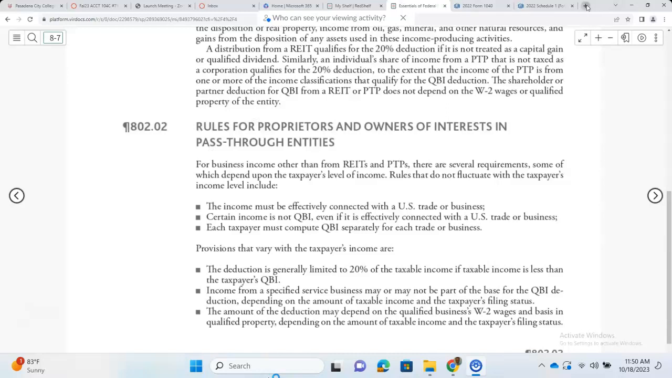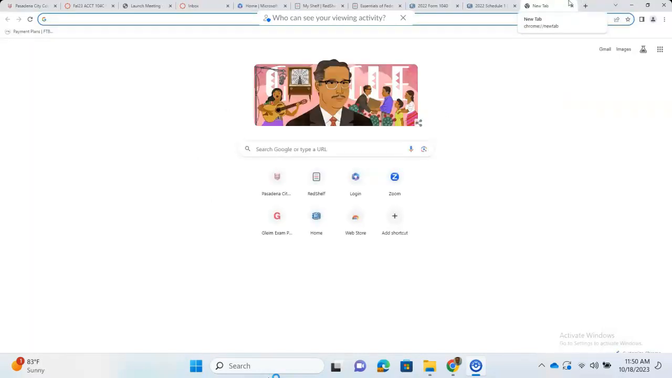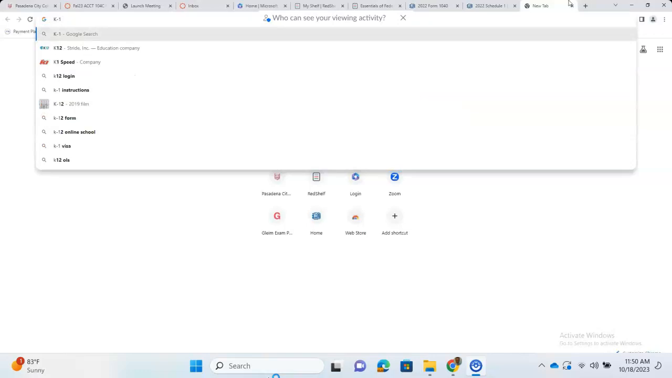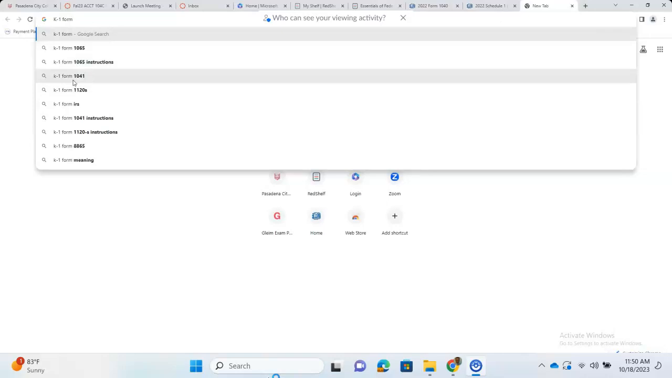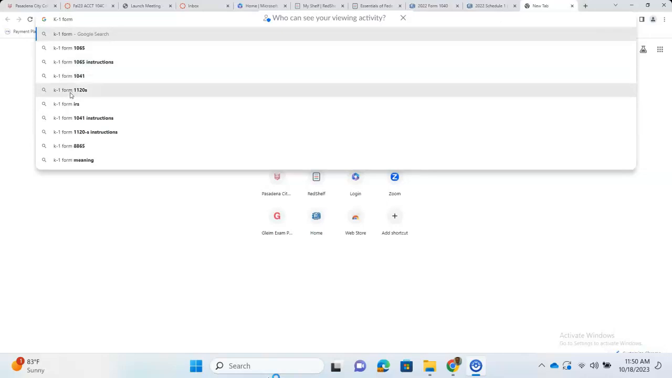Let's see if I can find a picture of it. You see here is K-1 form 1065. That's partnership K-1. This one says K-1 form 1120S. That's S corporation K-1. So let's click one of them.